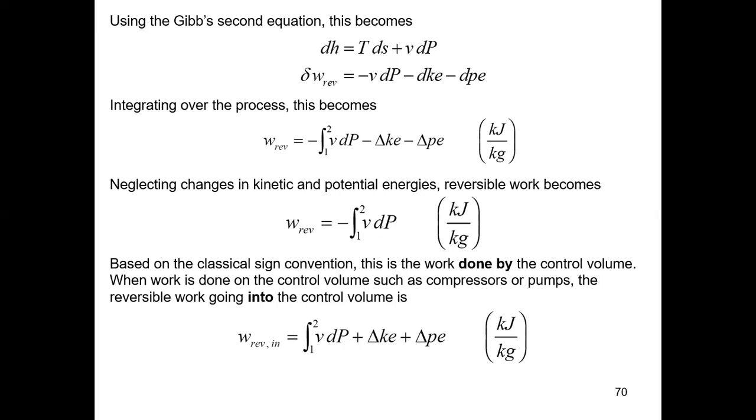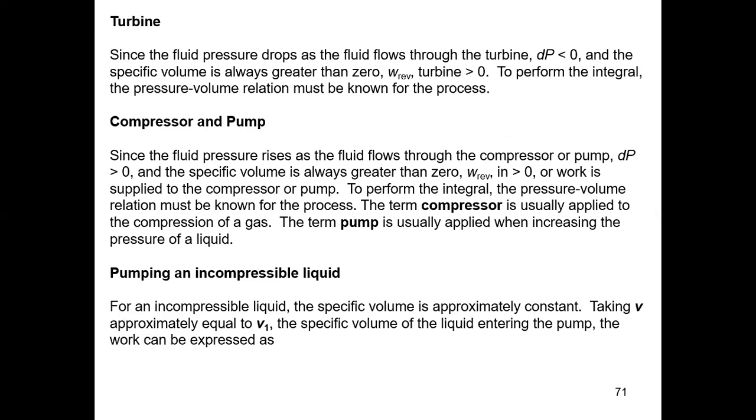Based on classical sign convention, this is the work done by the control volume. When work is done on the control volume, such as by compressors or pumps, the reversible work going into the control volume is given by this. W reversible in is the integral from 1 to 2 of V dP plus delta kinetic energy plus delta potential energy. Delta means change in kinetic energy, change in potential energy. And the units are kilojoule per kilogram.